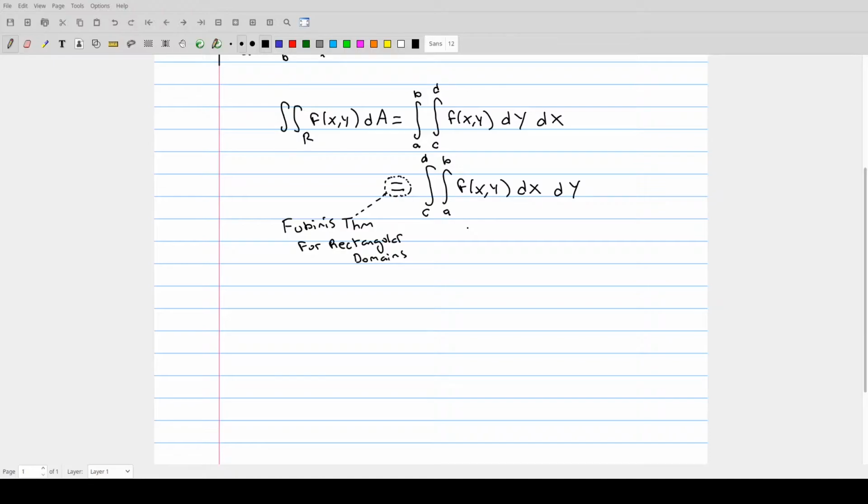For any rectangular domain, we can very quickly switch the order of integration. And the value that we get from integrating with respect to y first and then with respect to x is going to be the same value that we get from doing the integral with respect to x first and then with respect to y.